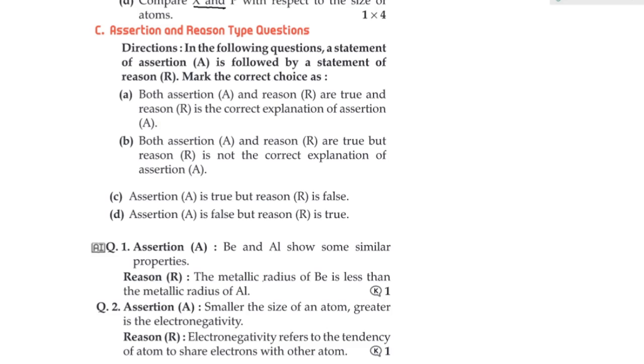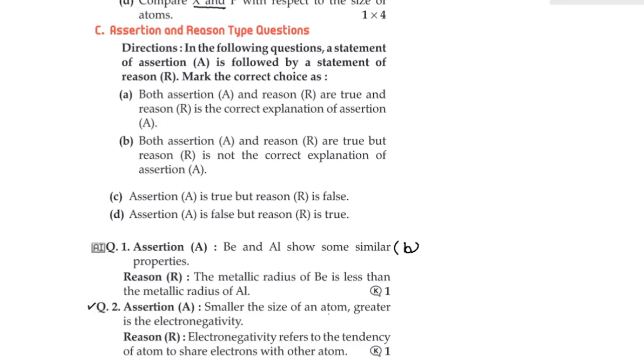The metallic radius of beryllium is 111 pm, which is less than the metallic radius of aluminium, which is 143 pm. Although the smaller size is the reason for the anomalous behavior of beryllium, it is not a reason for its diagonal relationship with aluminium. So I am going with B. Okay. Let us read the next question.